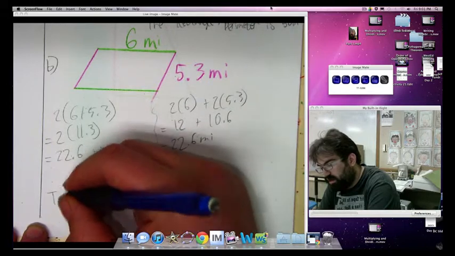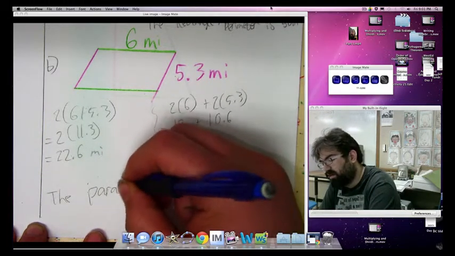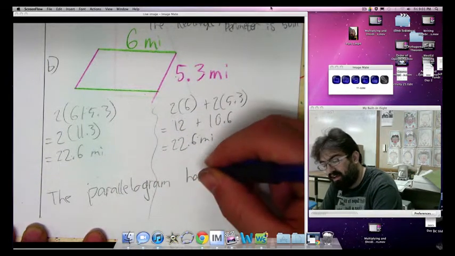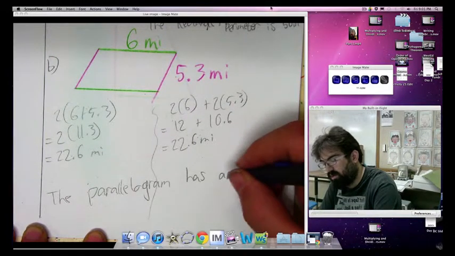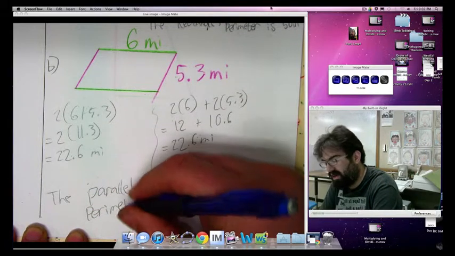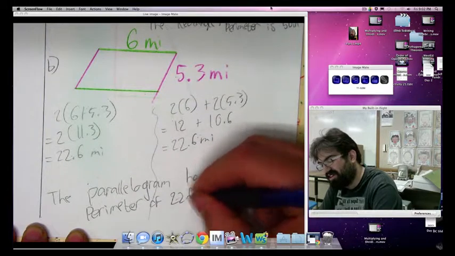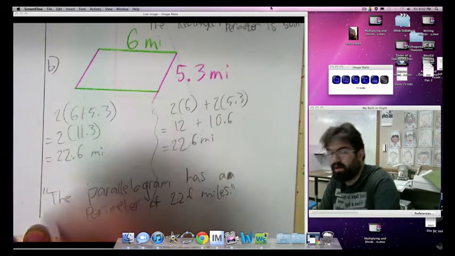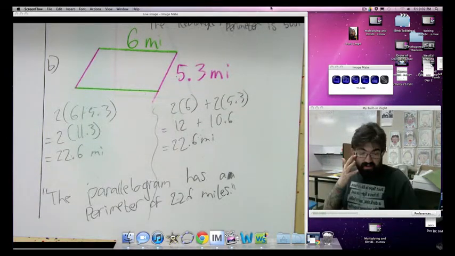So, the parallelogram has, don't put the N, perimeter. I was about to put area of 22.6 miles. Cool. So that's perimeter. That's how you would find it.